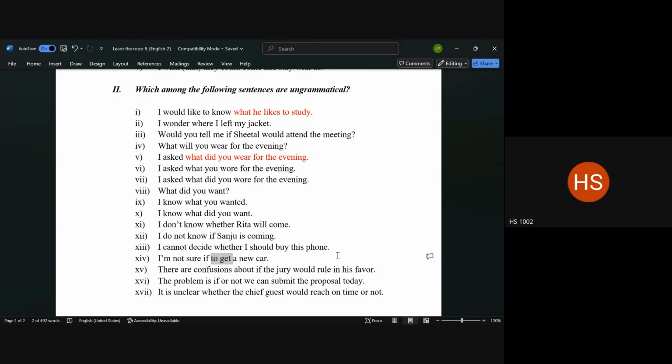So if you want to correct it, you would say, "I'm not sure whether to get a new car." Not "I'm not sure if to get a new car." It is "I'm not sure whether to get a new car." So no infinitives after "if". Then 15th question: "There are confusions about if the jury would rule in his favor."